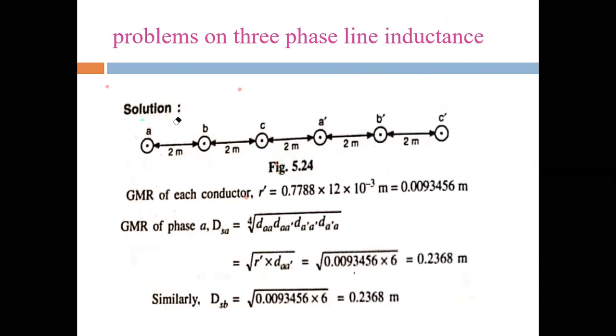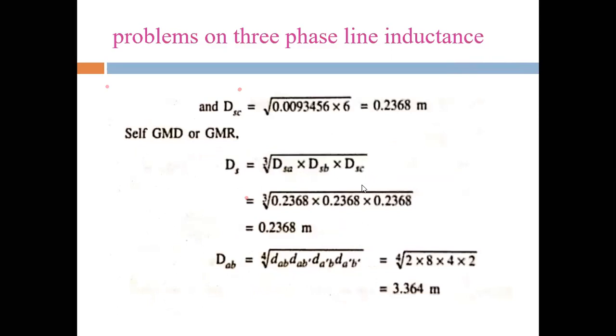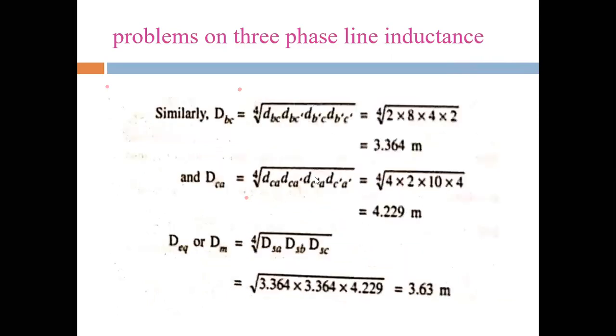Okay, then substitute all the values in the formulas. Then we obtain DCA, sorry, DCB, DCA is equal to 4.229. Okay, then we calculate DM. DM is equal to the cube root of DSA, DSB, DSC.